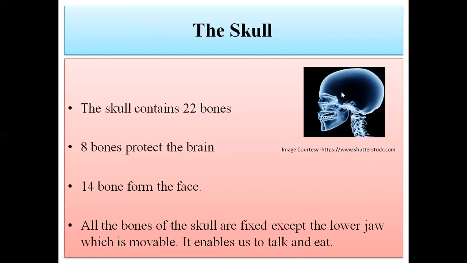Children, the skull has 22 bones, out of which 8 bones protect the brain. The brain is located in the skull and 8 bones protect it. The remaining 14 bones form the structure of our face. And the very important thing is that all the bones of the skull are fixed except the lower jaw. Why is it, children? It is because it makes it possible for us to talk and eat. So this lower jaw is movable. It is not fixed. So this is about the skull.